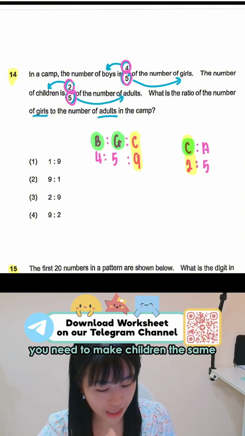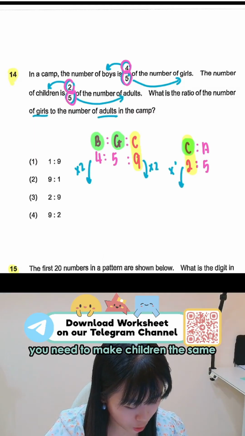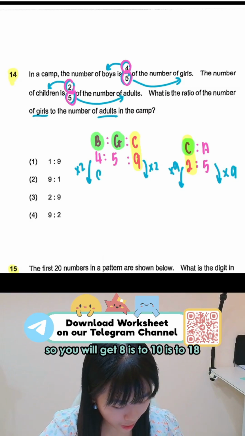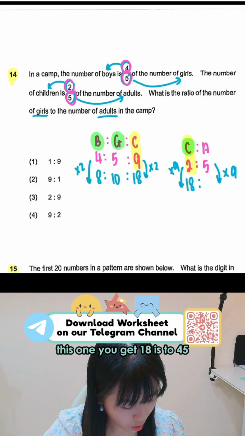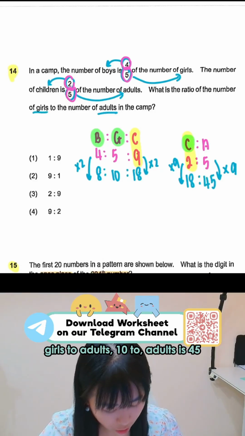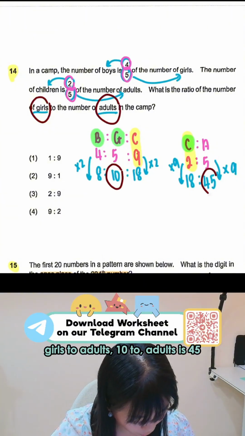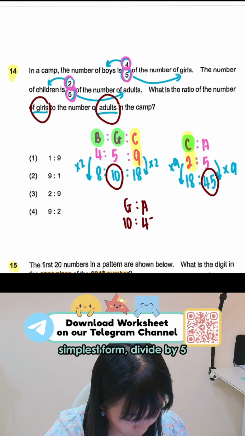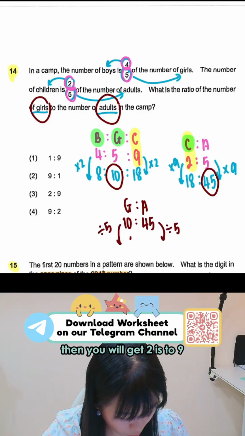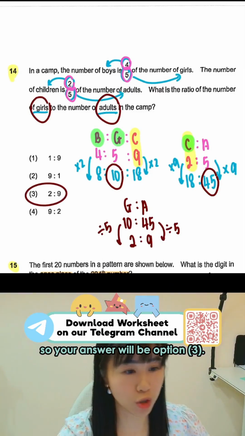You need to make children the same. So to make it the same, you times 2 here, and you times 9 here. So you will get 8 is to 10 is to 18. This one you get 18 is to 45. Girls to adults is 10 to 45. You need the simplest form, I believe. Girls to adults is 10 is to 45. Simplest form, divided by 5, then you will get 2 is to 9. So your answer will be option number 3.